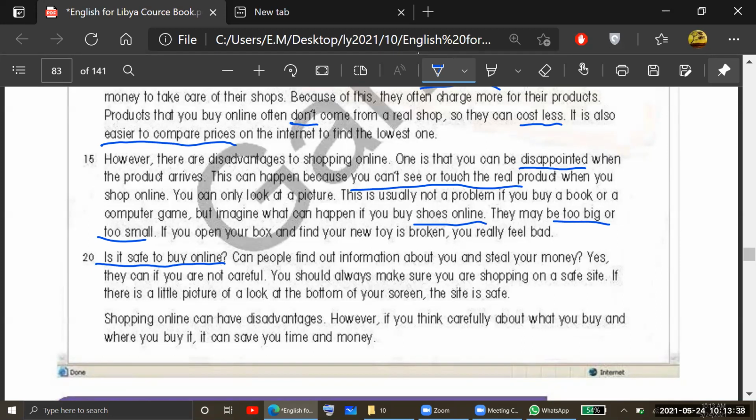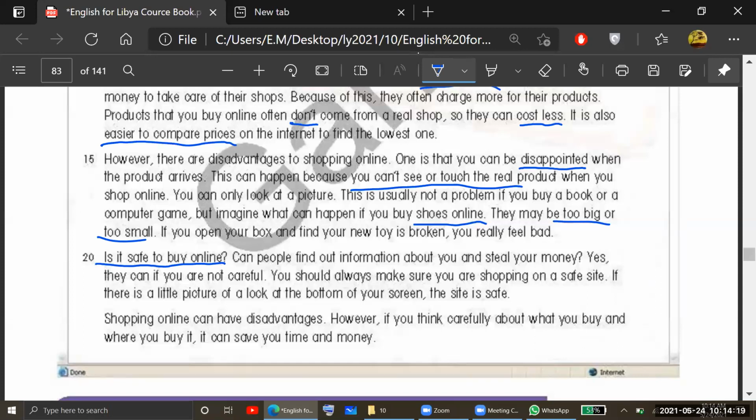They can if you are not careful. You should always make sure you are shopping on a safe site. If there is a little picture of a book at the bottom of your screen, this site is safe. Usually a safe site has features, such as a small picture of a book. So this is also another disadvantage. Shopping online can have disadvantages. However, if you think carefully about what you buy and where you buy it, it can save you time and money.